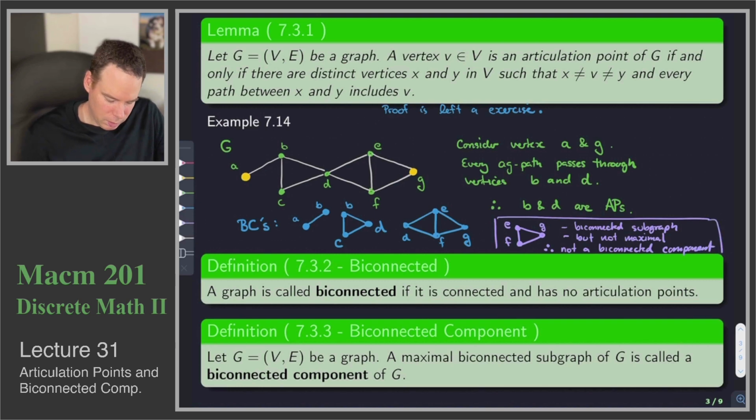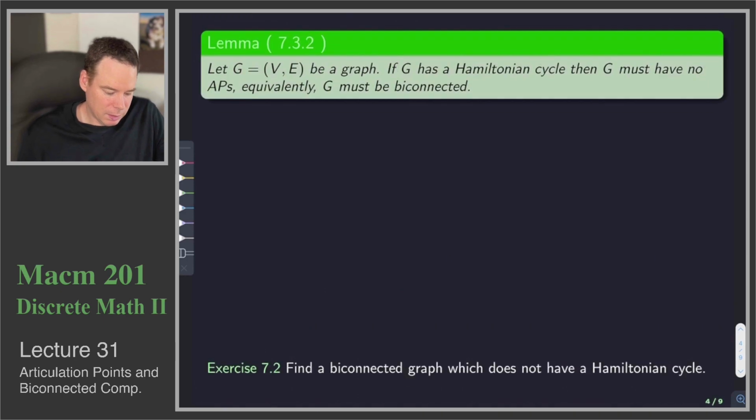And so the key thing here is I'm emphasizing maximal. A biconnected component is a biconnected subgraph, which is also as big as possible. So it's maximal. And so our goal is going to be coming up with a method for finding the articulation points and for finding the biconnected components of a graph. Before we do that, though, let's make a connection with Hamiltonian cycles.